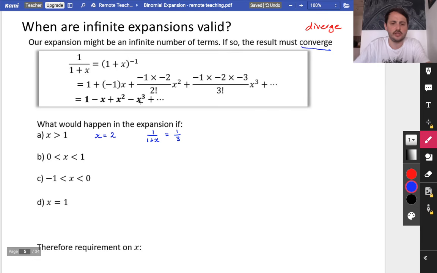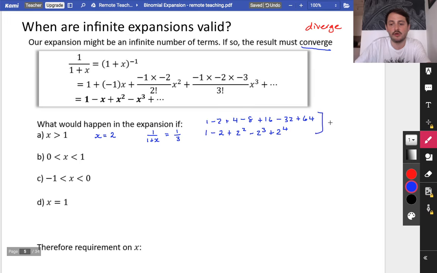But if I substituted 2 in here, I would get 1 minus 2 plus 2 squared minus 2 cubed plus 2 to the power of 4. Now what is going to happen to this sequence? Is it going to converge to a particular value? So that's going to be 1 minus 2 plus 4 minus 8 plus 16. The next one is going to be minus 32 plus 64. These are getting bigger and bigger and bigger each time.